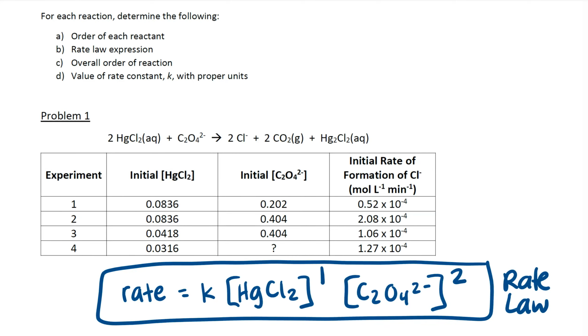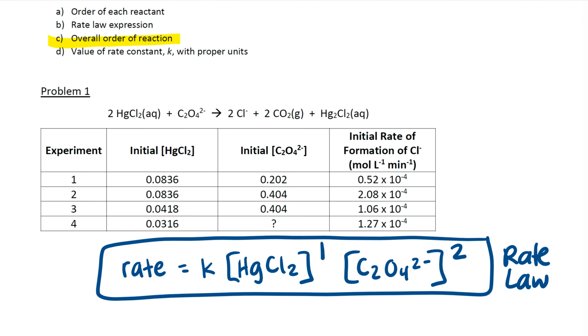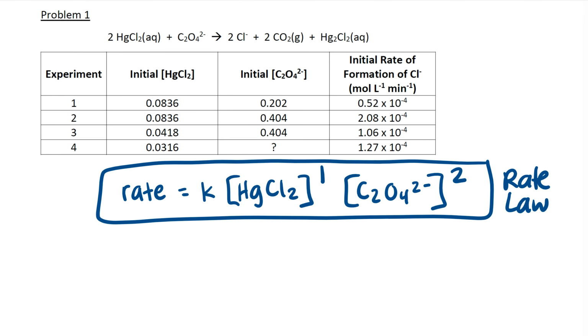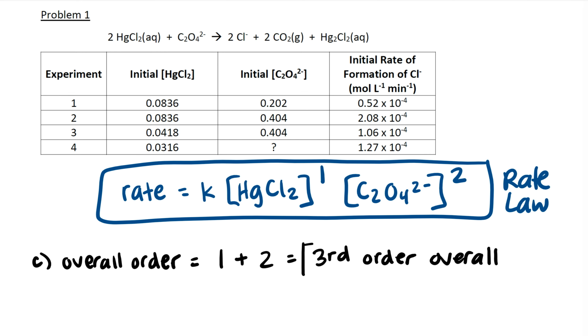Continuing with problem number 1, they would like for us to determine the overall order of the reaction. And so I'm looking here at our already determined rate law that we did in part A and B. The overall order is simply the sum of all the individual orders. So I'm looking at those exponents and adding together all of the orders. And so for part C, the overall order would be 1 plus 2. And so this reaction is third order overall.